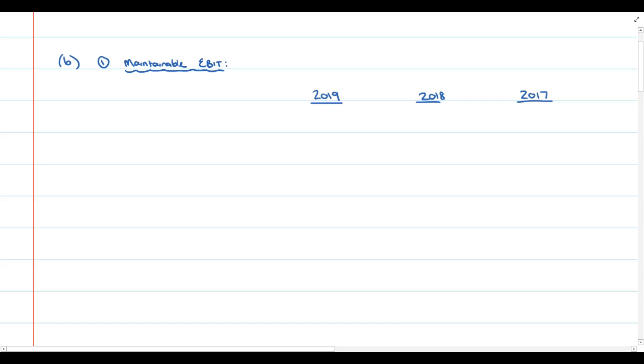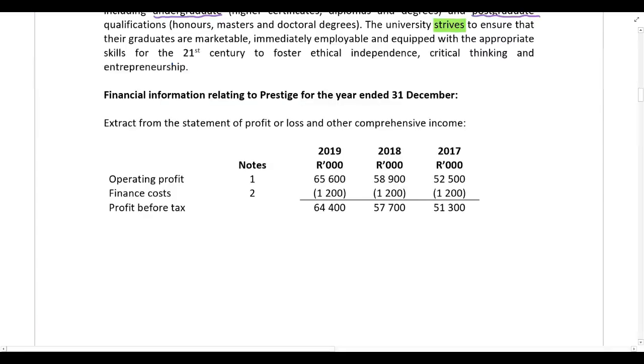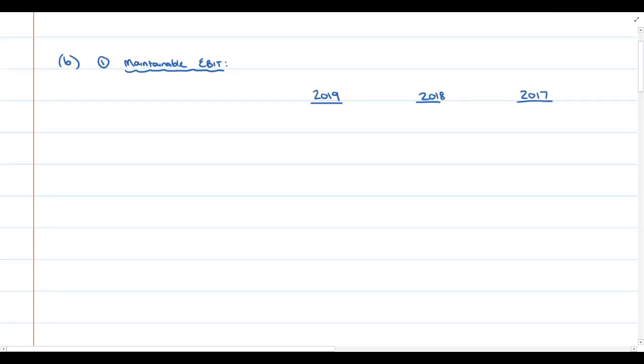And I'm going to keep the same level of rounding that we have in the question. Everything over here has been rounded to the nearest 1,000 rand. So I'm going to keep that same level of rounding. It just makes everything a little bit quicker.